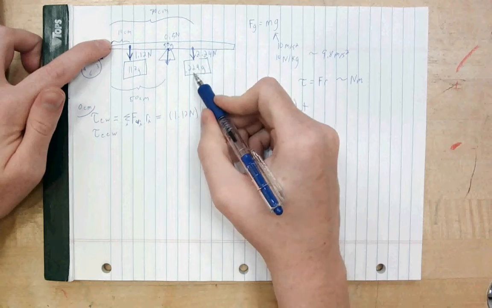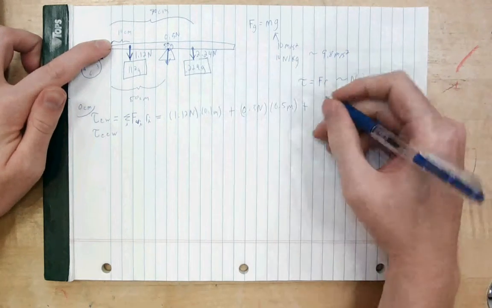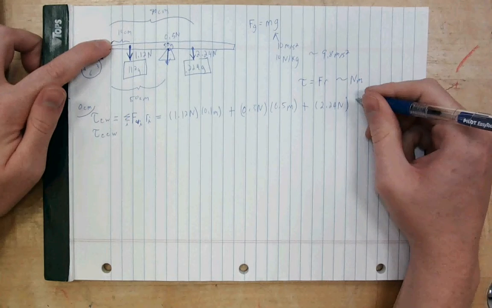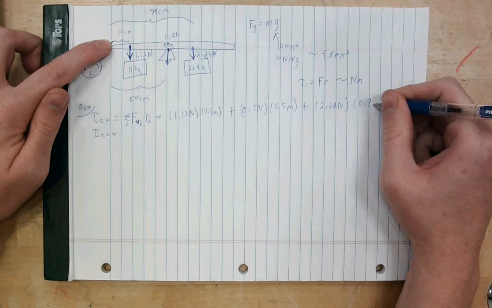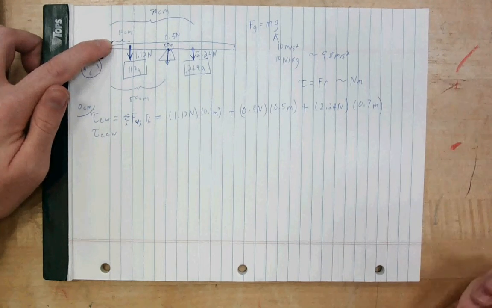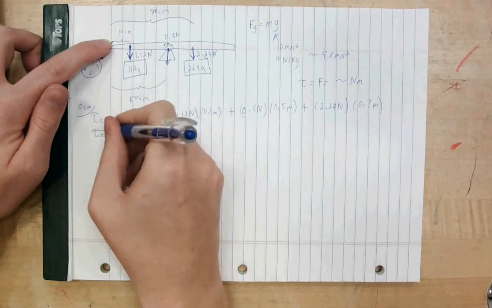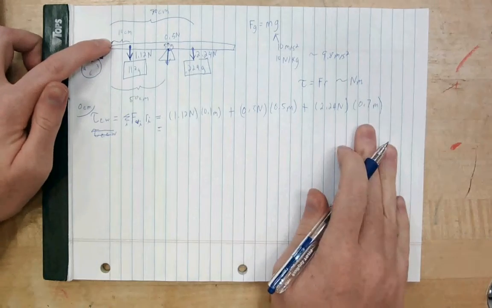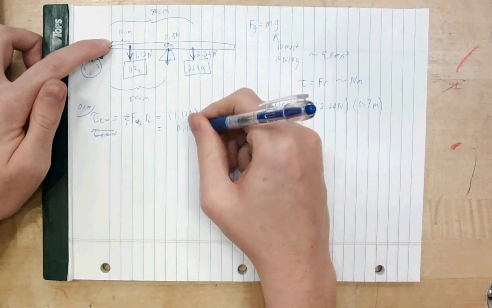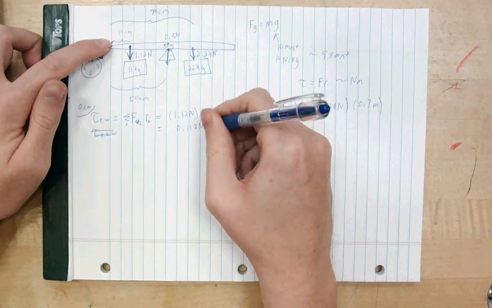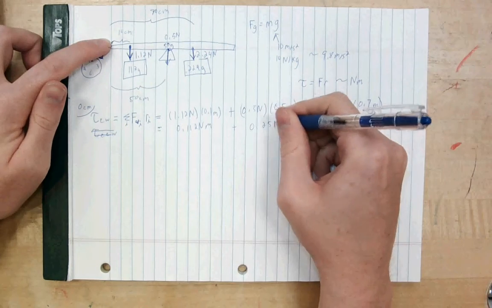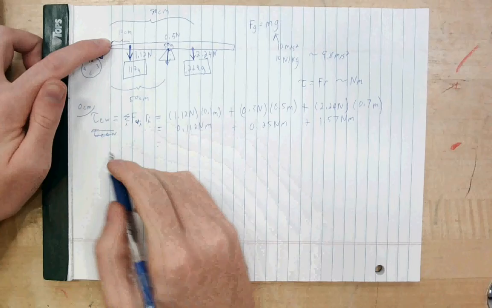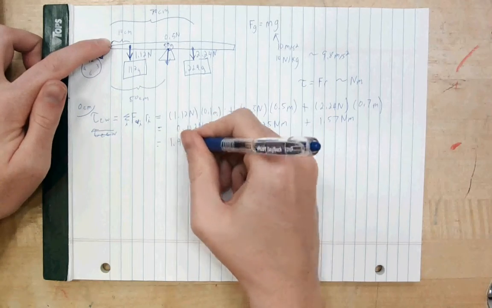And finally, this mass over here will make the bar want to spin this way. So that's 2.24 newtons times 0.7 meters. I'm going to save torque counterclockwise for a second because I want to be explicit about all my steps, so let's just keep doing this. If I multiply each of these, here in the first term I get 0.112 Newton meters plus 0.25 Newton meters plus 1.57 Newton meters for a net clockwise torque of 1.9 Newton meters.